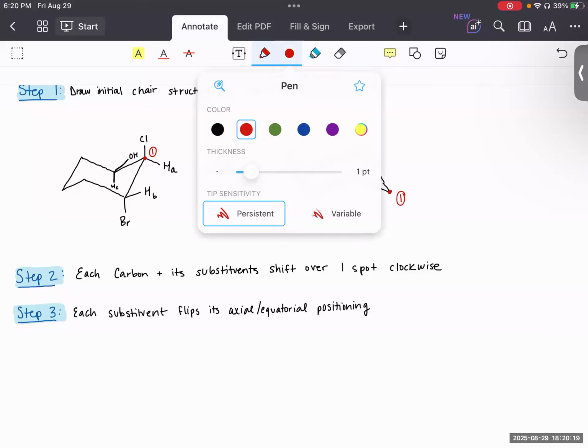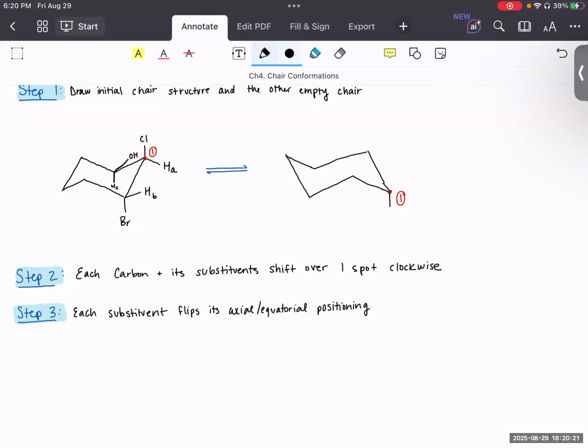And so since our substituents shifted over, we will also have to fill in those that correspond to each of the carbons that had substituents in that initial structure. All right, so I drew in those empty bonds that correspond to those substituents.